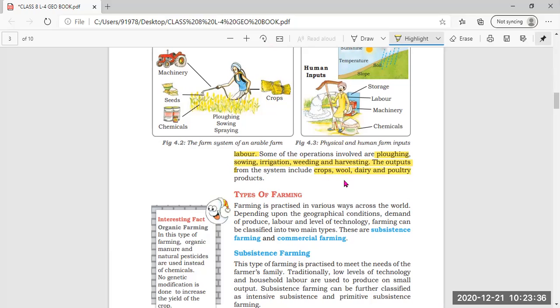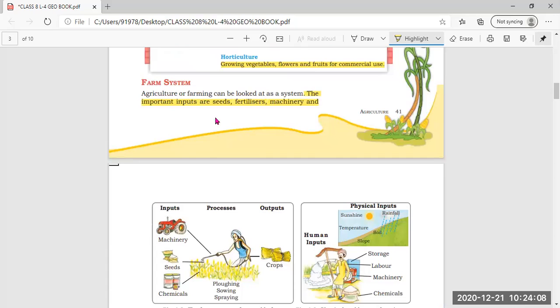If we are rearing the livestock, that is sheep, then we'll get wool, dairy, and poultry products. If we are keeping the hens and ducks, then we will get the poultry products, that is eggs and meat. So all these are the outputs which we get from the farming activities, which include producing of the crops also, cultivation of the field also, and rearing of the livestock also. So I think this is understood what is farm system.